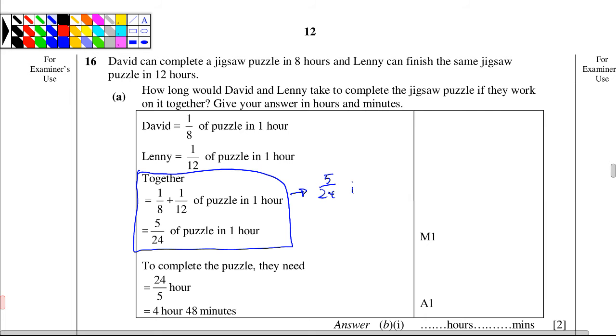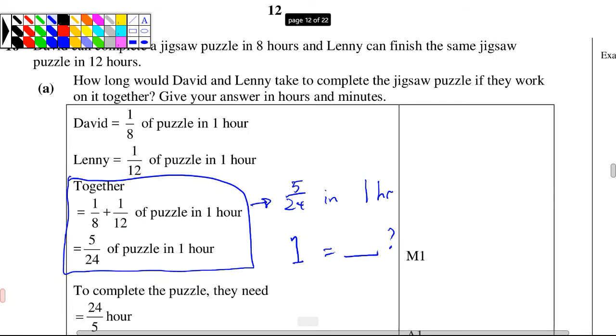5/24 in 1 hour. I want to finish up one puzzle. How much of the hour? Do you know how to do? So here I just need to divide by 5/24. So here also divide by 5/24. Many of you are just copying, shouldn't be the way. So you need to know what you are doing. So you divide by 5/24, you get 1. So here also divide by 5/24. Then you get the answer.